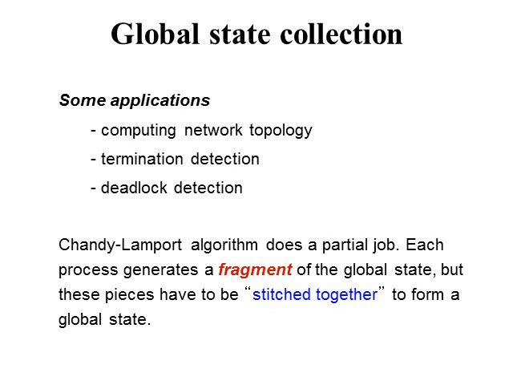Now let's look at some of the applications of global state collection in real life scenarios. Some of them include computing network topology, and then the other two applications which are listed here in the slide are termination detection and deadlock detection. So the last two applications were also listed when we looked at the previous lecture about collecting the global snapshot.